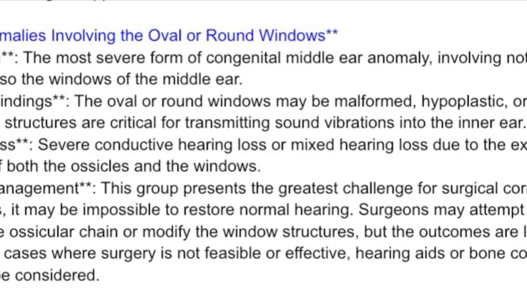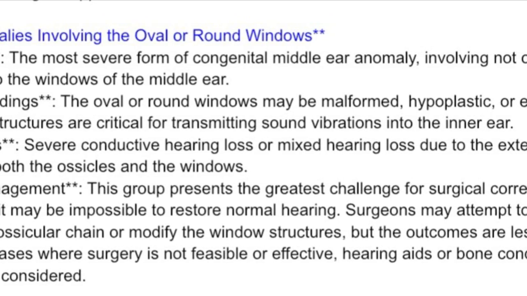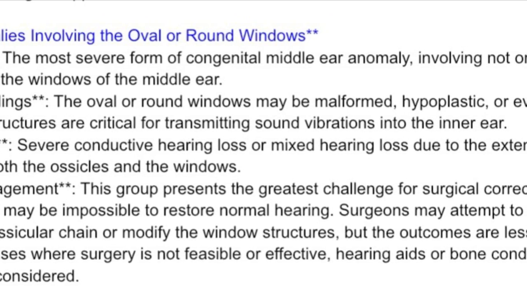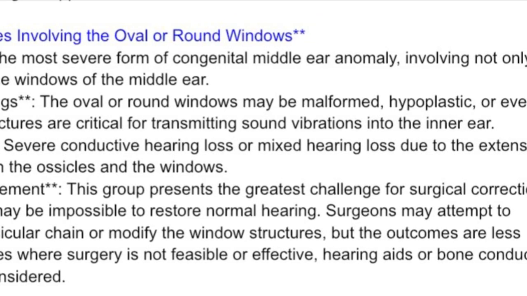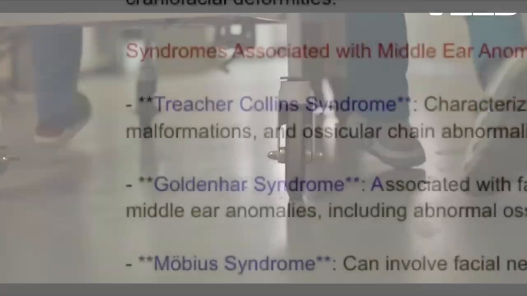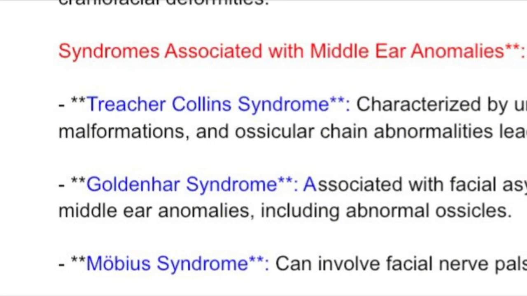Understanding these categories helps clinicians develop targeted surgical plans, improving patient outcomes. The Creamer classification provides a structured way to approach middle ear anomalies and tailor interventions. Syndromes like Treacher-Collins syndrome or Goldenhar syndrome have additional craniofacial deformities.